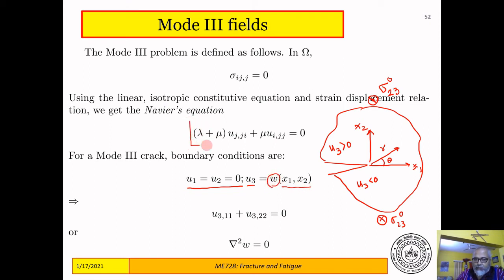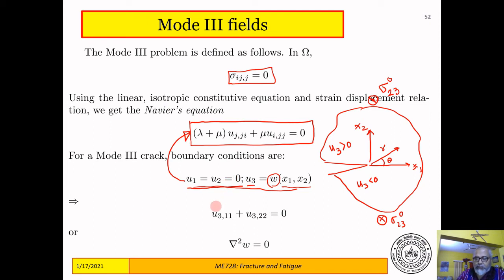So this is our Navier's equation, which you remember from your elasticity course, an equation that is obtained by plugging the strain displacement relations and the isotropic constitutive equations into the equilibrium equation. Now when you do this approximation, you will see that most derivatives of u are equal to 0, except u3,1 and u3,2. If you plug this approximation into the Navier's equation, you get that the second derivative of u3 with respect to x1 plus the second derivative of u3 with respect to x2 is equal to 0, which means that w satisfies the harmonic equation.